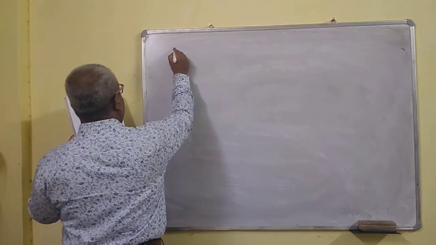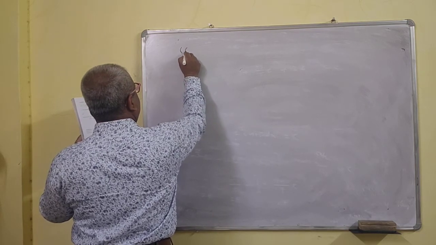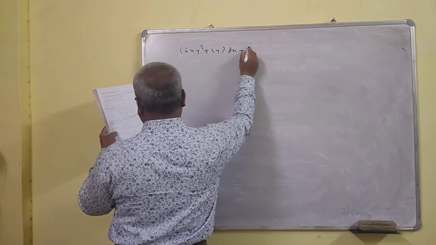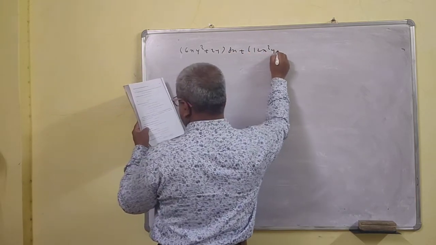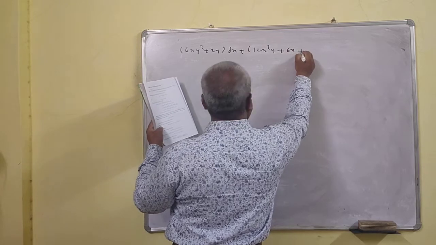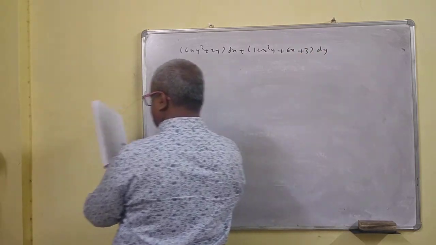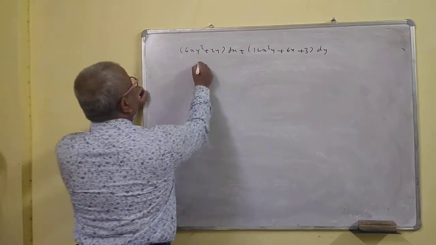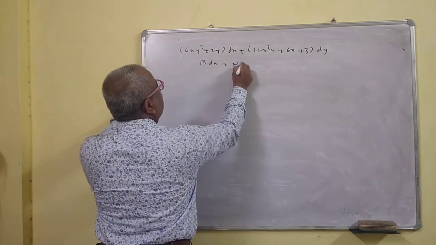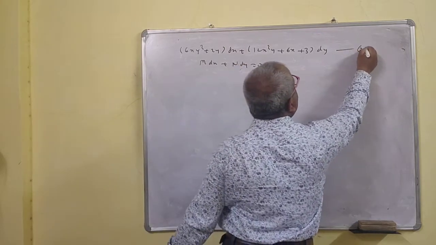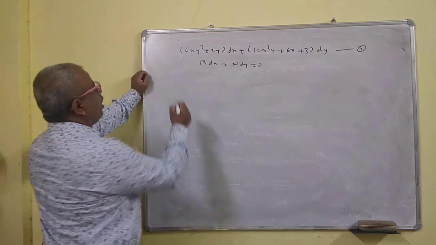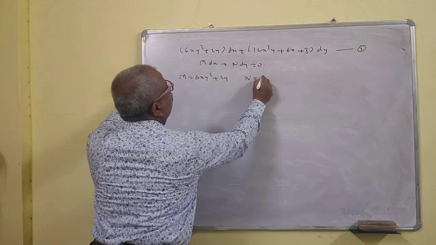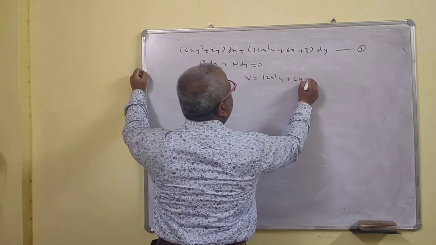So solve (6xy² + 2y) dx + (12x²y + 6x + 3) dy = 0. Comparing this equation with M dx + N dy = 0, we call this equation 1. So M is equal to 6xy² + 2y, and N is equal to 12x²y + 6x + 3.